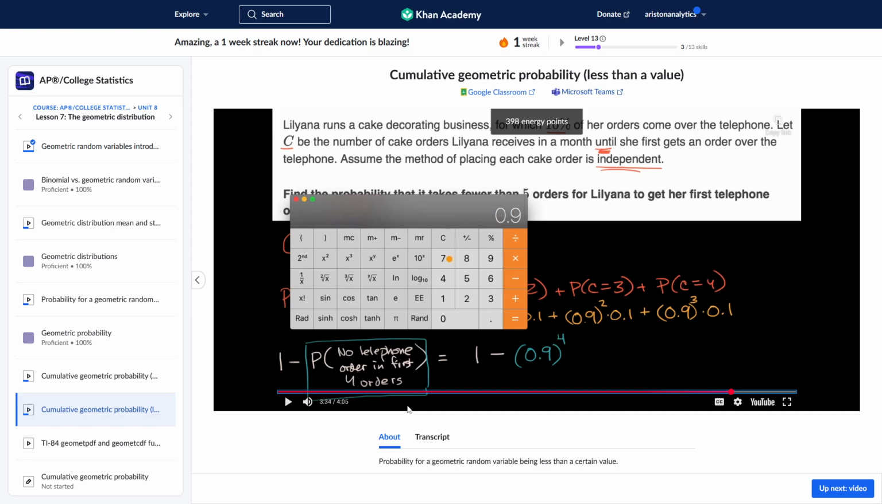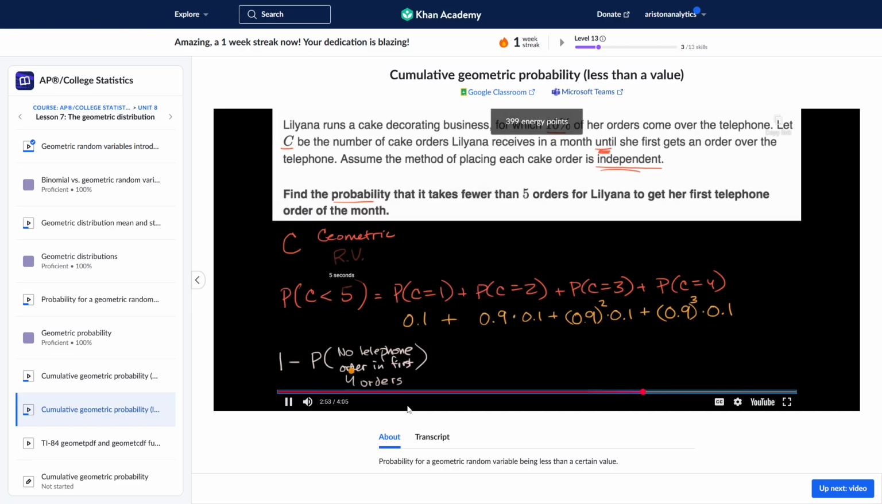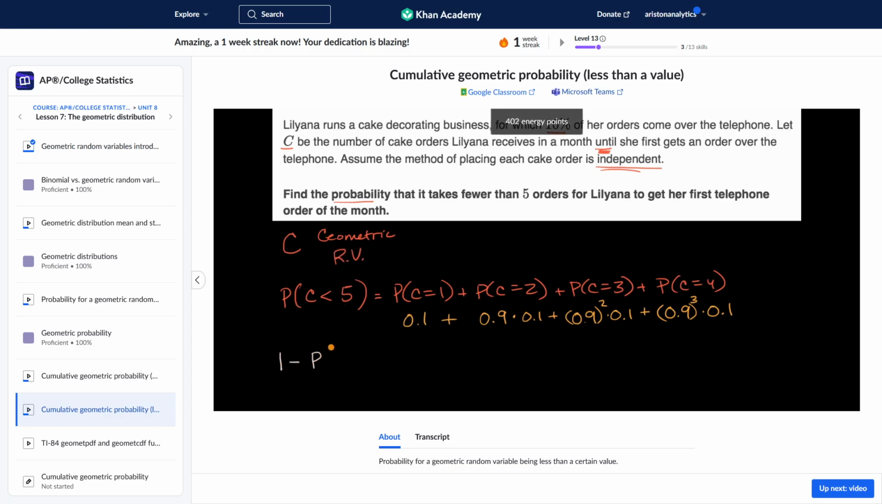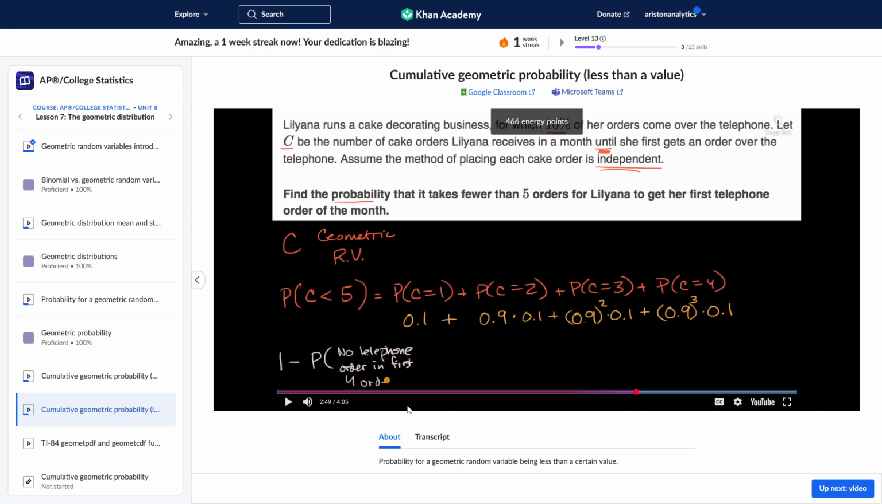Fewer than 5 orders for Liliana to get her first telephone order. The first telephone order being in the first 4, that is less than 5. That's the same thing as 1 minus the probability that we don't have a telephone order in the first 4. 1 minus the probability that no telephone order in first 4 orders. And that's just the same as saying no telephone order in 4 orders.